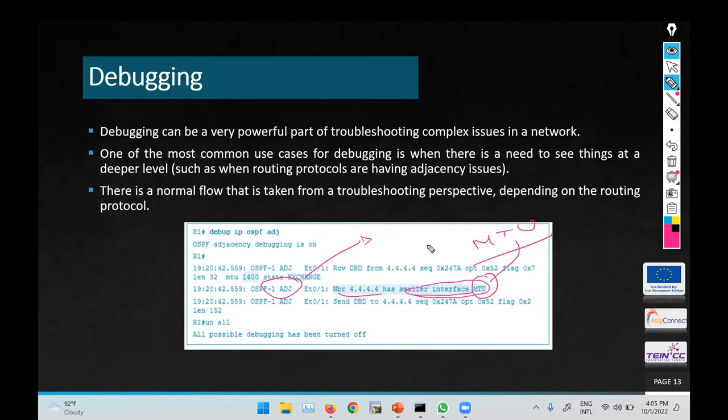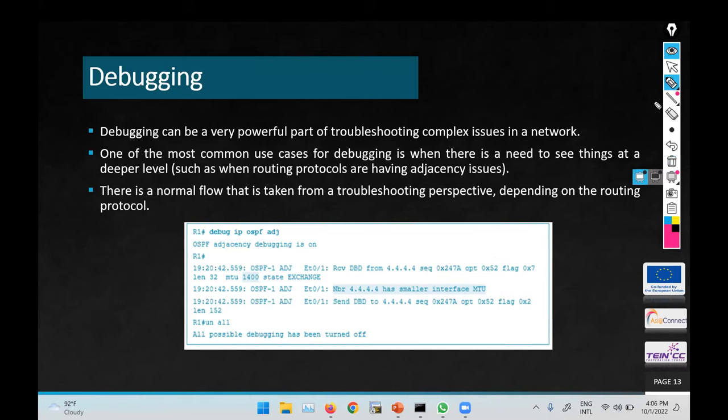Then you have to fix the MTU issue. If one MTU is 1400 and another one is 1500, that means you have to change one of them. If you want to change to 1400, then you have to change it here. If you change it the other way, then you have to change it here. So in one router, you have to change the MTU. So that's one thing.